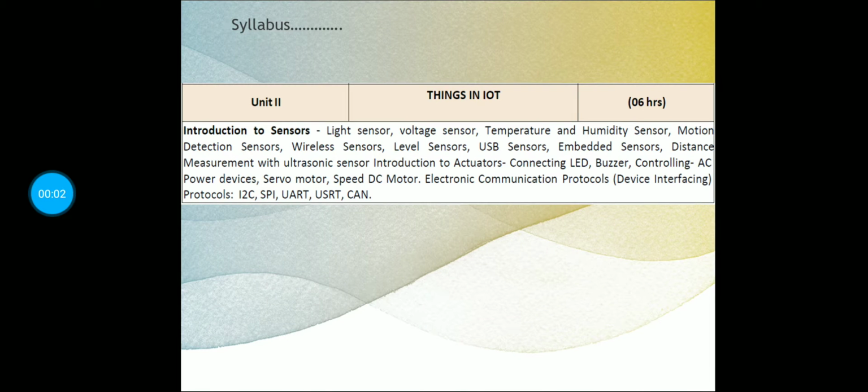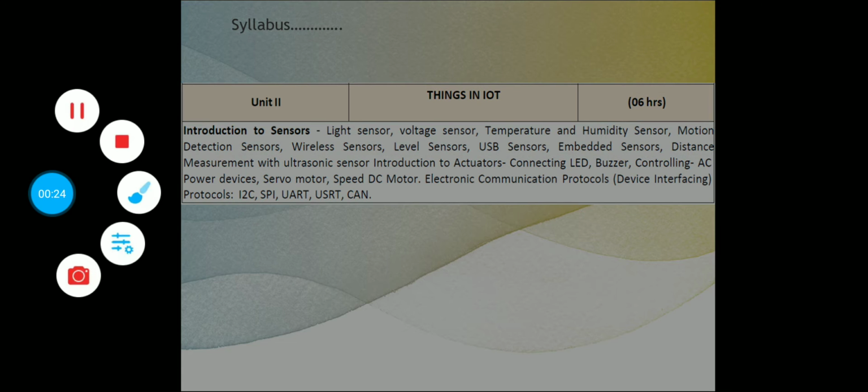Hello all, we are covering Unit 2 Things in IoT. We have already done the introduction to sensor, light sensor and voltage sensor in this journey of Unit 2. So today we are going to start the new topic of Unit 2, temperature and humidity sensor. So without wasting time, let's start covering the topic.